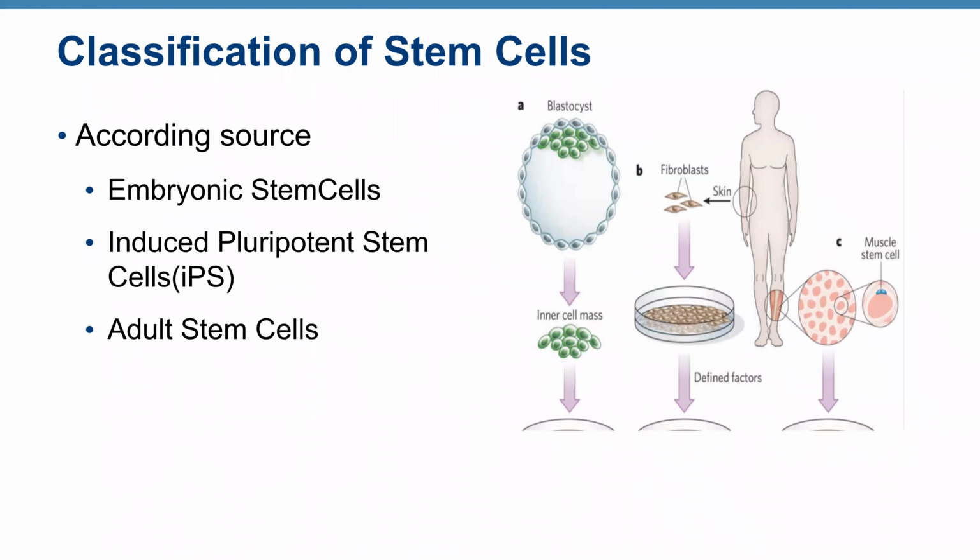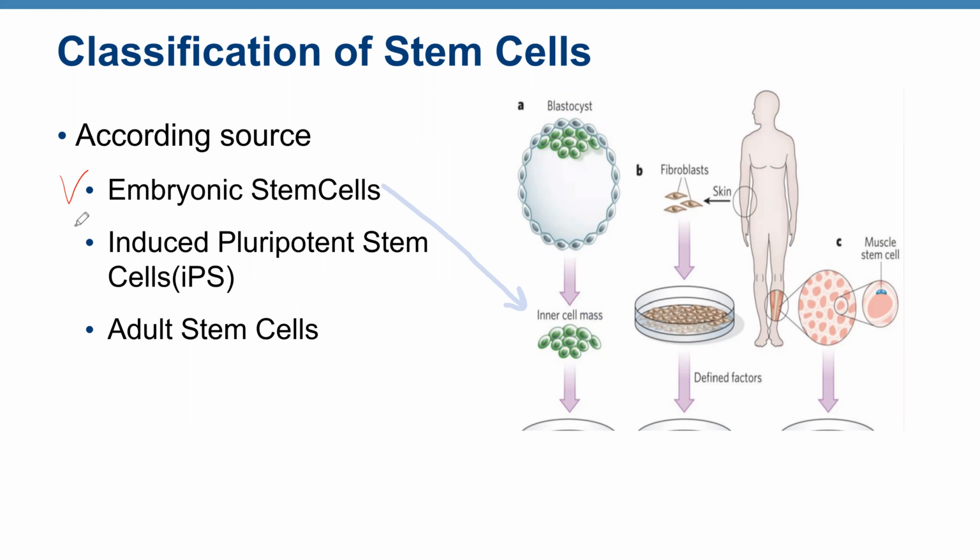Now, classification based on where stem cells are found. So before we discussed classification of stem cells based on their potency, right? So how many tissues they can form, into how many cells they can differentiate. Now we're going to classify them based on their source, where they are found. We have embryonic stem cells, right? So here's our early embryo called a blastocyst, and this area is called the inner cell mass. So that's our embryonic stem cells.